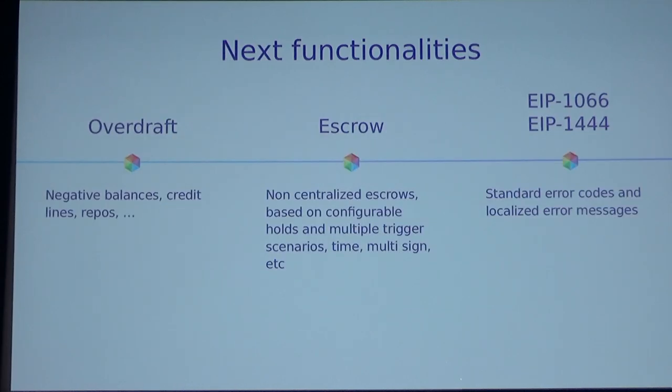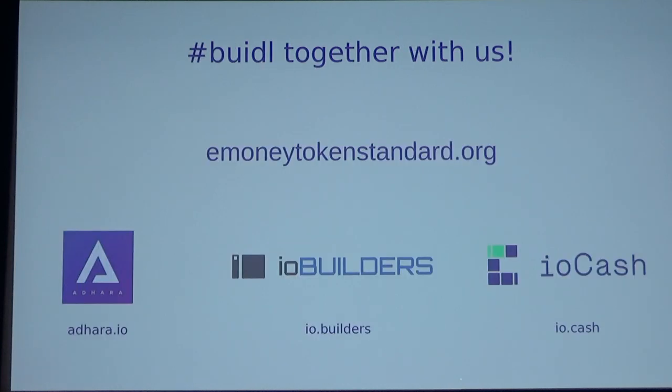So the standard is already finished and can be used by anybody, but we were also thinking about some other functionalities that we could add in the future. One thing would be overdrafts that we could use in the tokens. Another thing would be escrows, which would be a more complex hold, but also implementing existing standards for standard error codes and localized error messages.